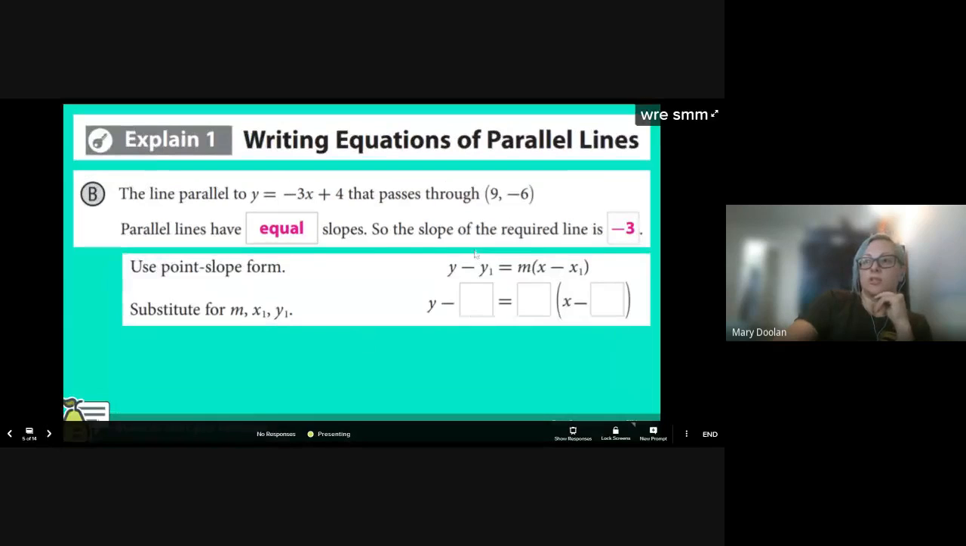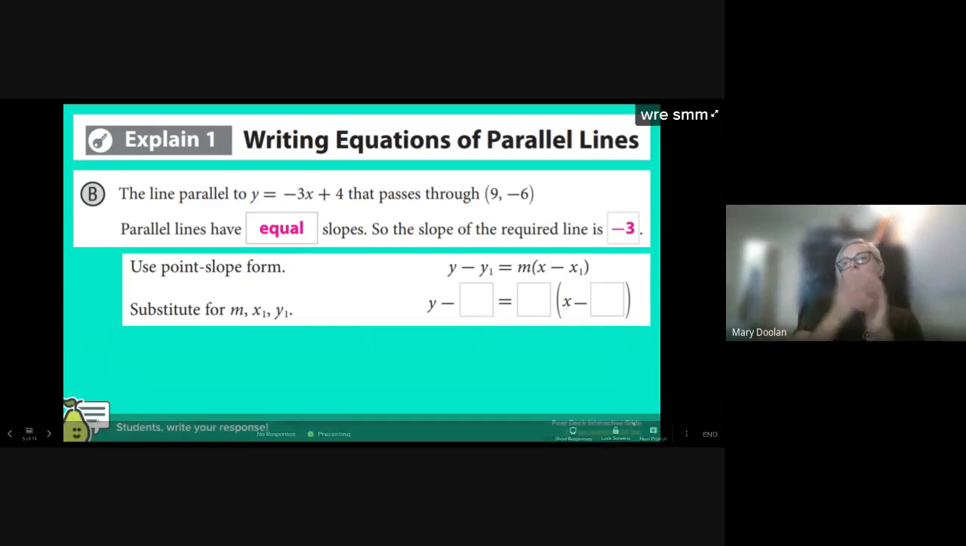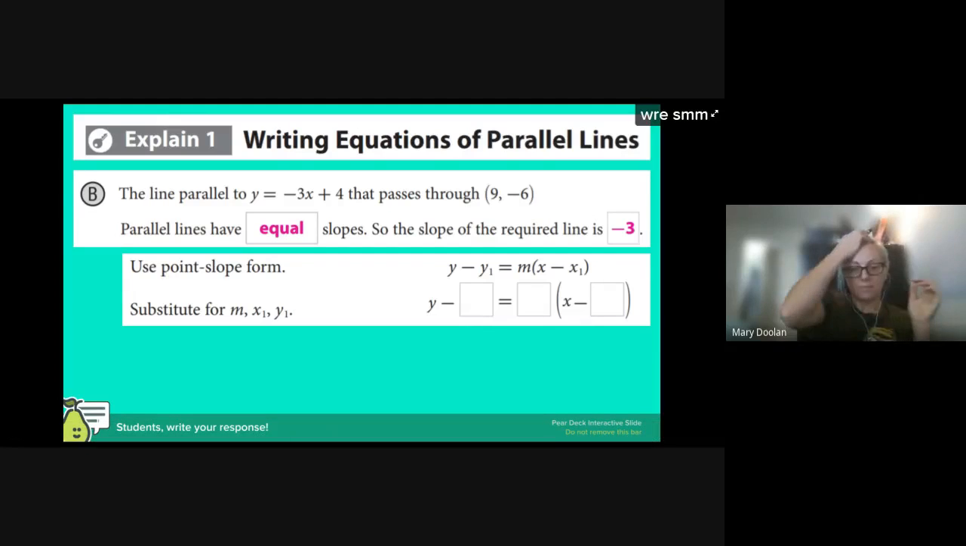So I'm just going to show you the next slide. The parallel lines have equal slopes. So you've now been moved forward to the next slide. Or you could also put same, means the same thing, same, equal. So the slope of the required line is -3 because -3 is the coefficient of the x term in that equation. All right, we're going to move on.